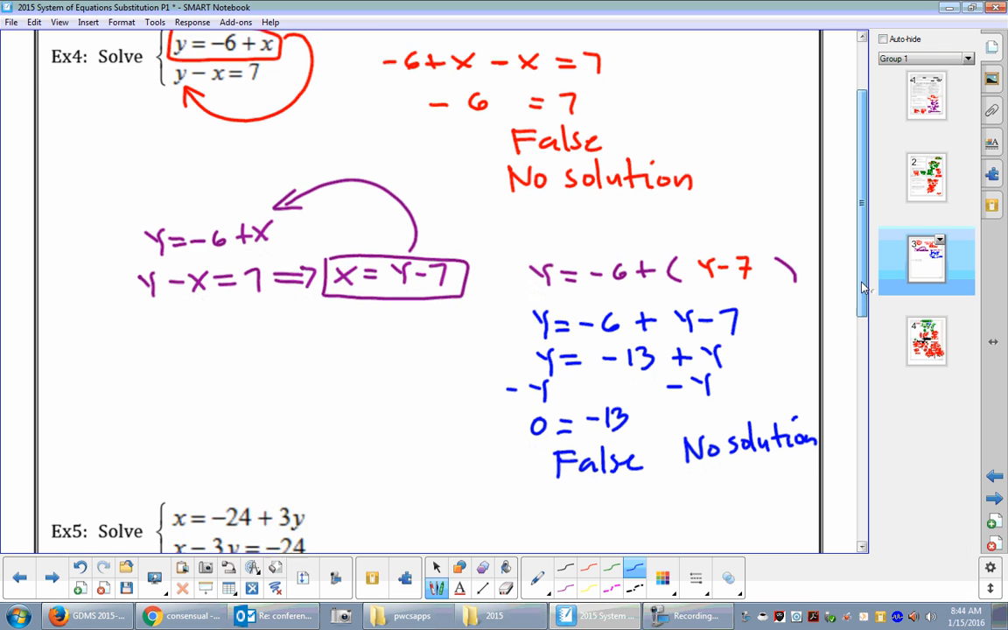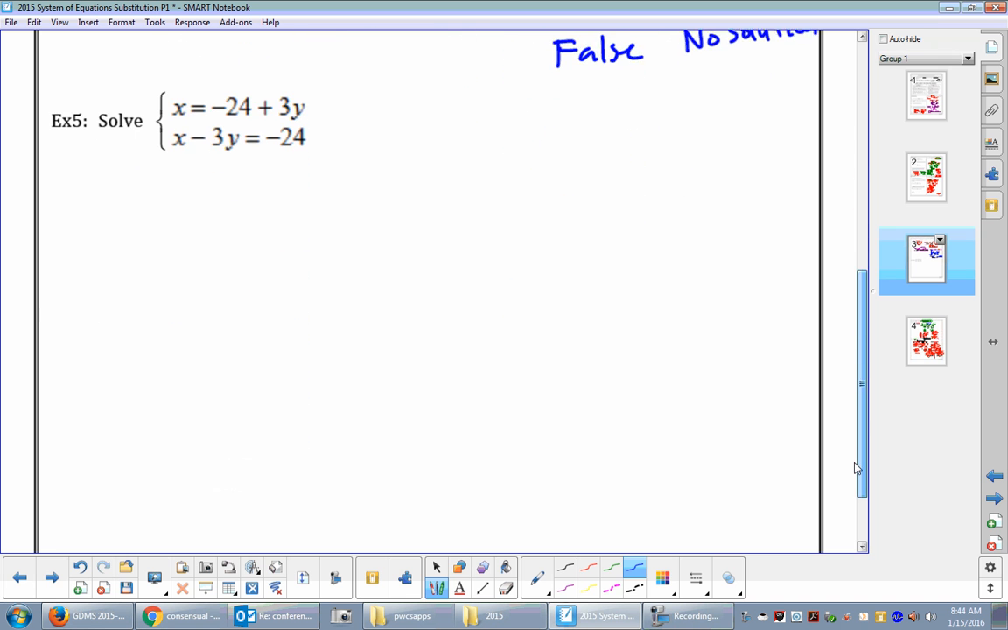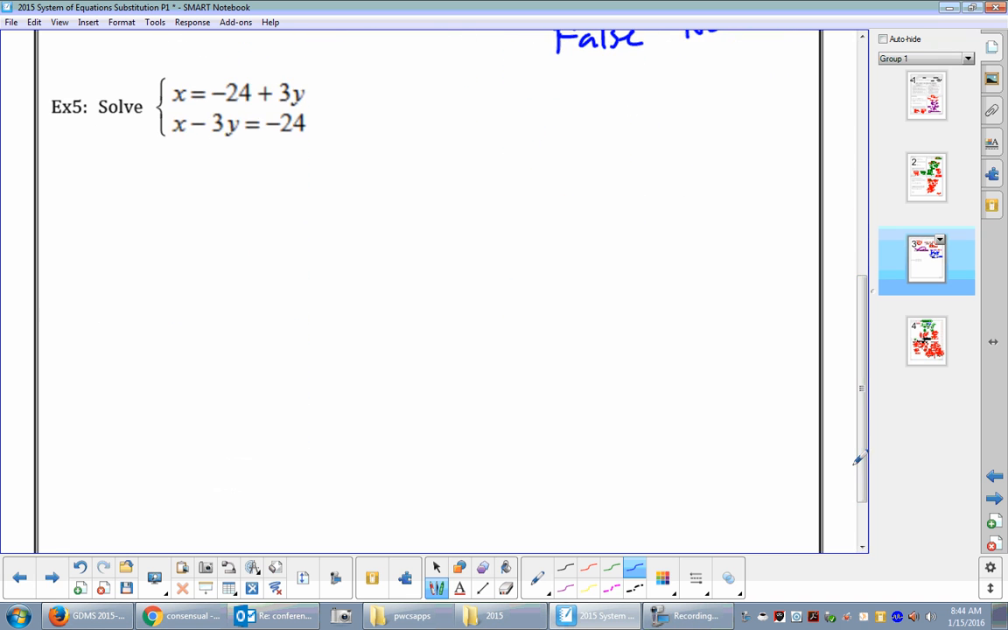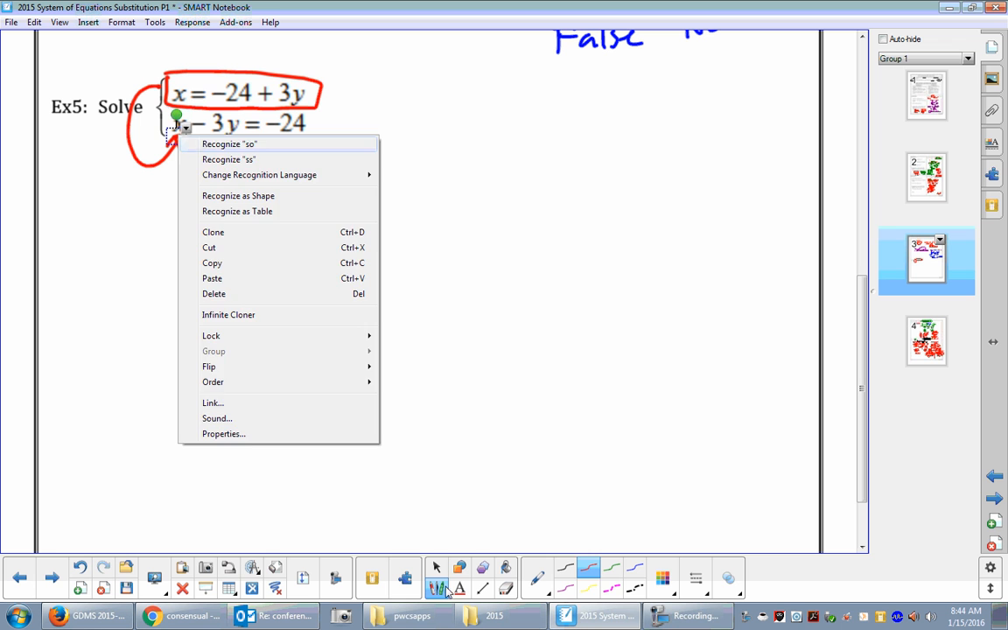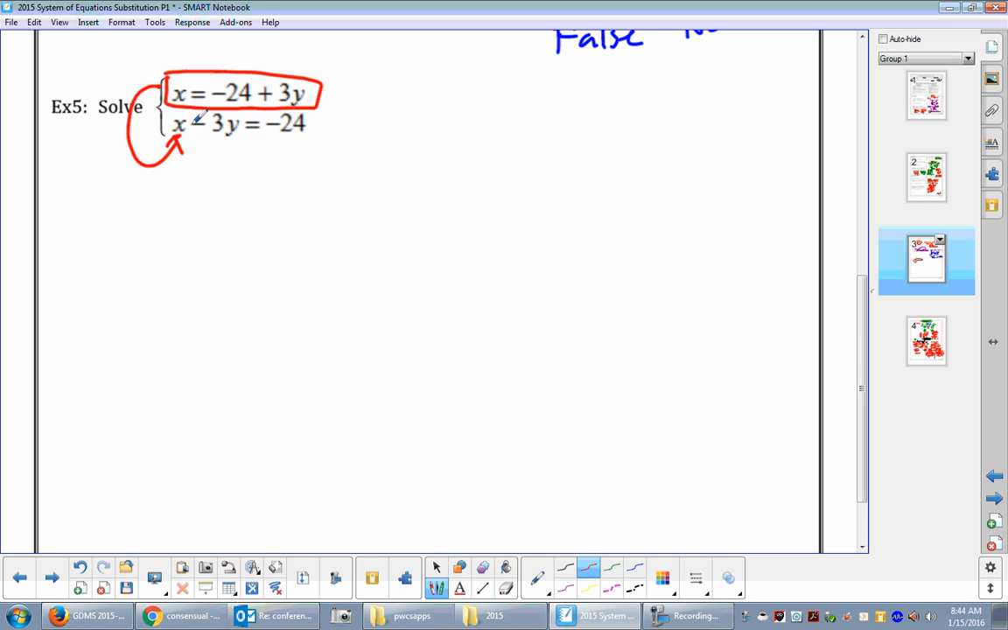All right, example number 5. So for example number 5, if you look at the first equation, x has been solved already. So what we can do here is plug this one in to our second equation. So I'll just replace x here by negative 24 plus 3y. Still have minus 3y equals negative 24.